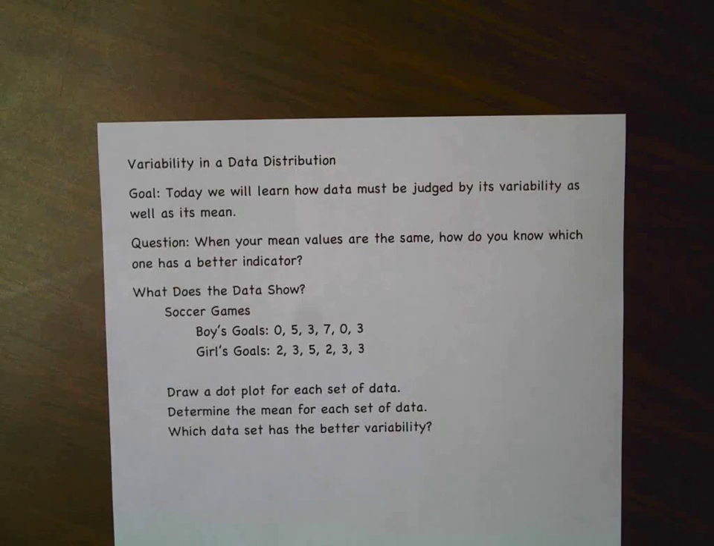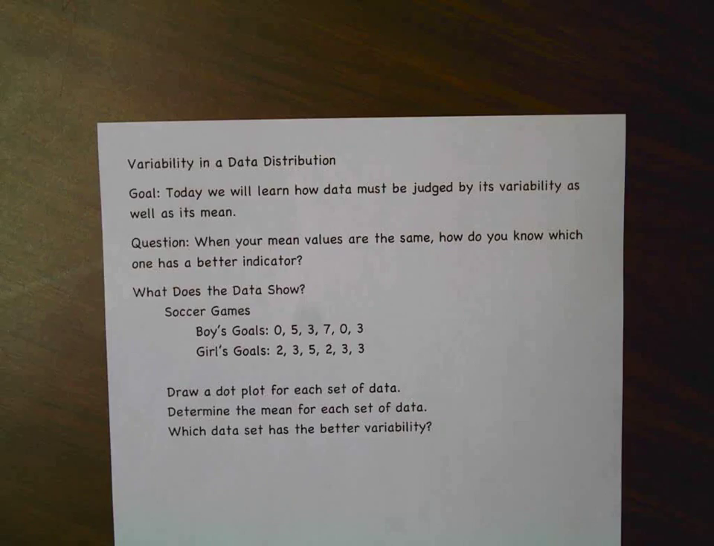All right, it says, what does the data show? This is a little activity where we use the information we've been learning to see which one would be a better way to look at the data. We have soccer games, and we are given the boys' goals and the girls' goals. The boys scored 0, 5, 3, 7, 0, and 3. The girls' goals are 2, 3, 5, 2, 3, and 3.